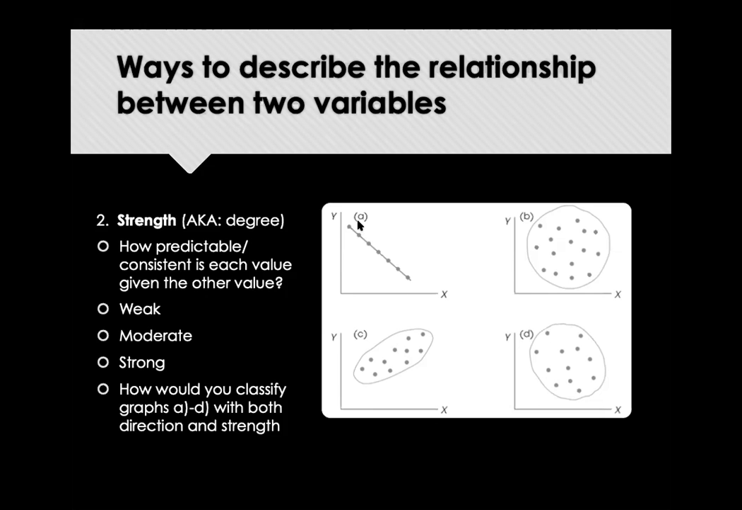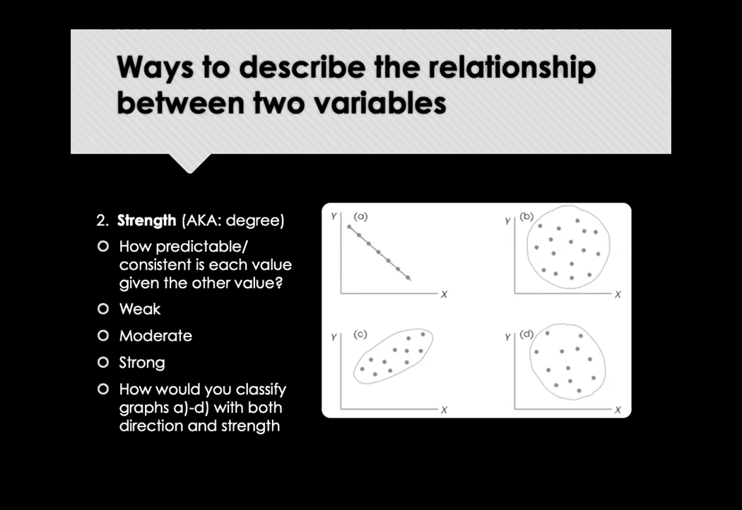So in graph A, we have what is known as a perfect negative correlation, right? For every one change in X going from left to right, you have one change in Y. It goes down 1 unit, right? So you could say the slope of this line is at 1, right? If as the X value decreases 1 unit left to right, the Y value decreases 1 unit top to bottom. This would be a strong correlation.